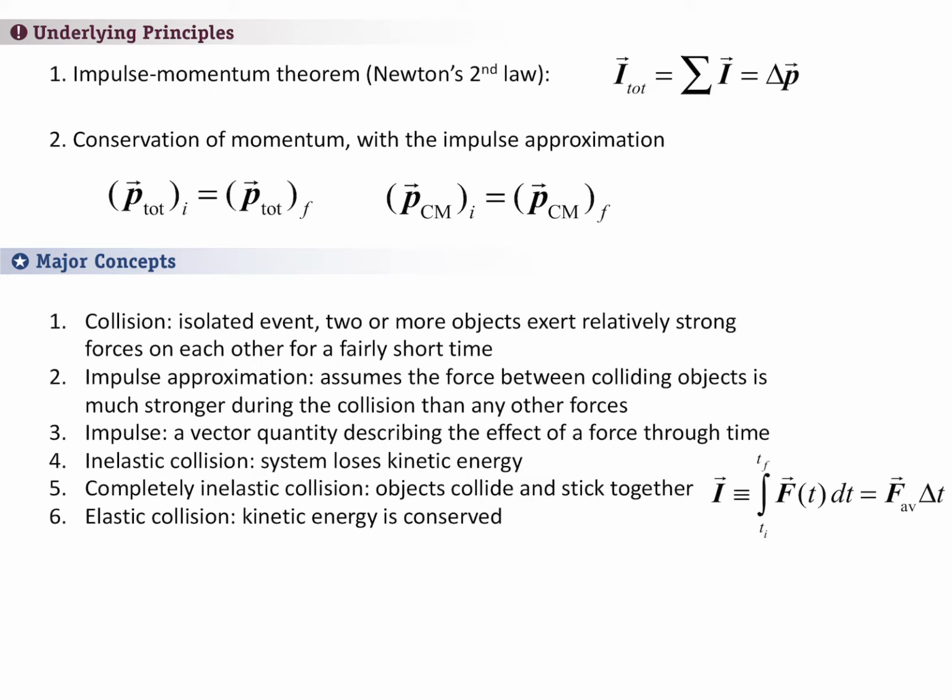So you have the impulse momentum theorem. Total impulse equals change of momentum. Then with the impulse approximation, you have conservation of momentum. And for a collision, which means you need to safely disconnect external impulse, then you always have momentum conservation. Now for momentum, you have elastic collision or inelastic collision, depending on whether the kinetic energy is conserved. Then you have complete inelastic collision, where those 2 objects stick together.